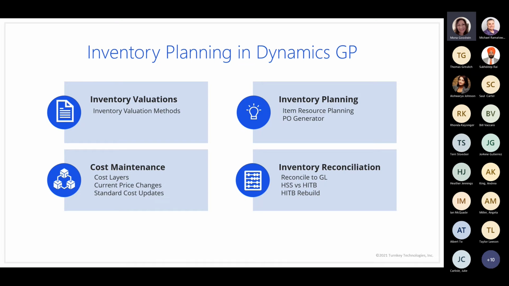We'll talk about item resource planning using the PO generator and tracking vendor information specific to your items. And then we'll wrap it up with inventory reconciliation, the difference between the HSS and the HITB, which we have a lot of people using the different reports, and I think it's important for you to understand what and how each of those reports work and what they're each intended for. And I'll talk about reconciliation to the general ledger and some tools in GP that would help you with that reconciliation.